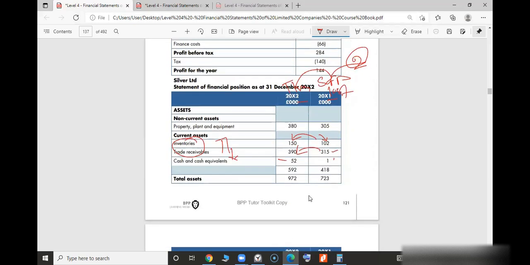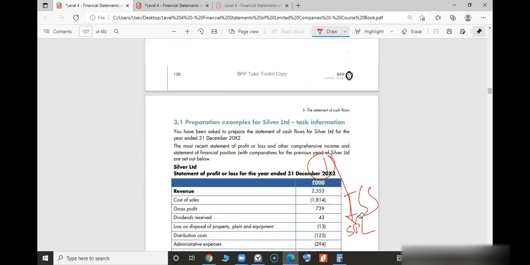Cash and cash equivalent. You have opening cash and cash equivalent. This is called closing. Do remember, please. Last year means opening. Last year means opening. And this year means closing. Last year's opening items, whether asset, liability, income, expense, cash, whatever it is, opening. And this year is closing, asset, income, liability.